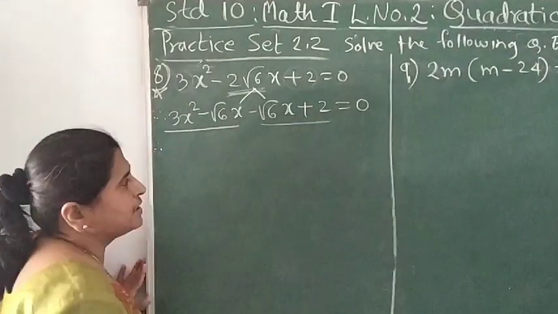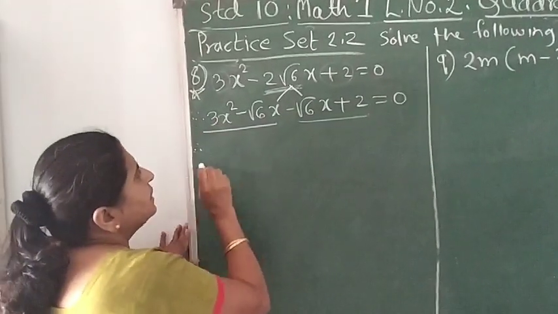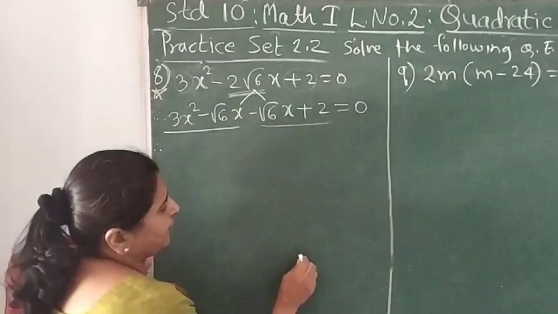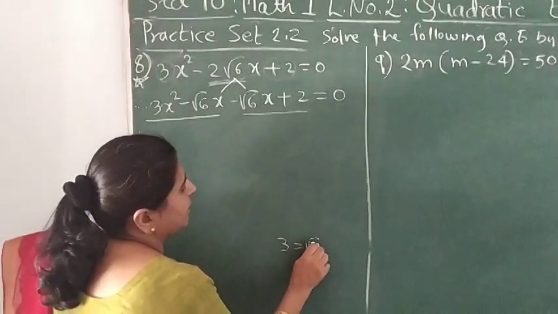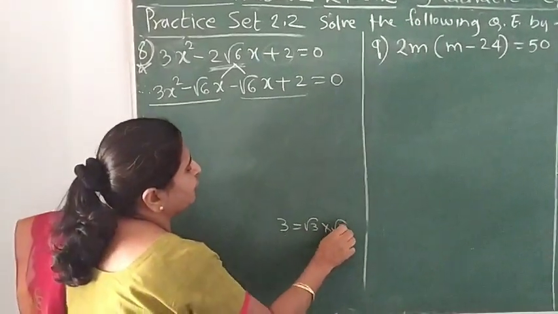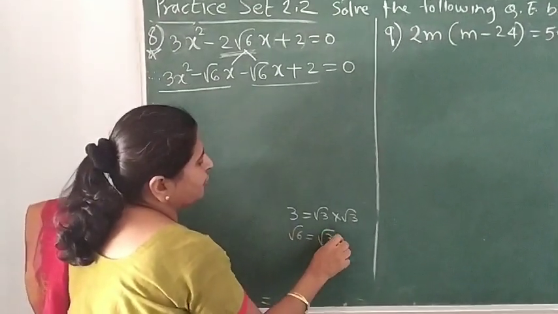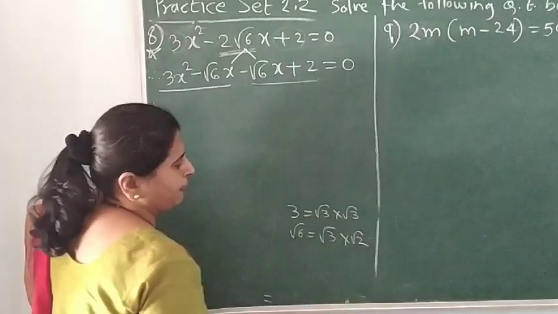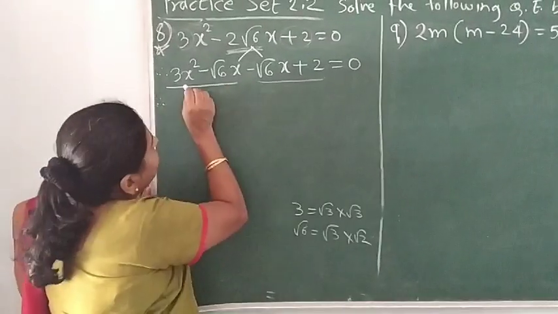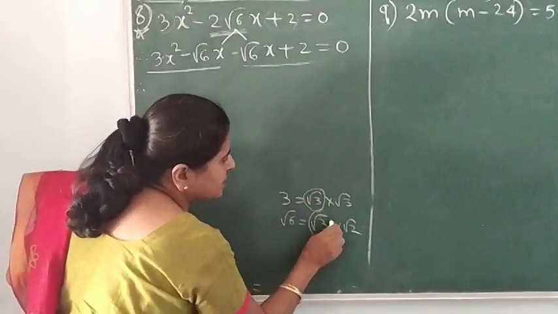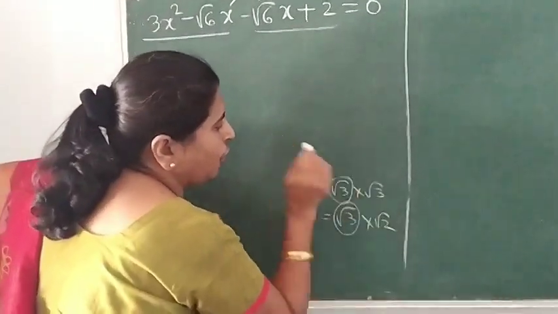Okay. Now after getting these factors, the next part is similar to this: taking common from this 2 and from this 2. Now for this, what is the common? Can we have something common over here? Now what are the factors of 3? 3 we can write as square root of 3 into square root of 3. And what are the factors of square root of 6? It can be square root of 3 into square root of 2. Okay. So here in 3 and square root of 6, what is common? Square root of 3 is common and this is uncommon.